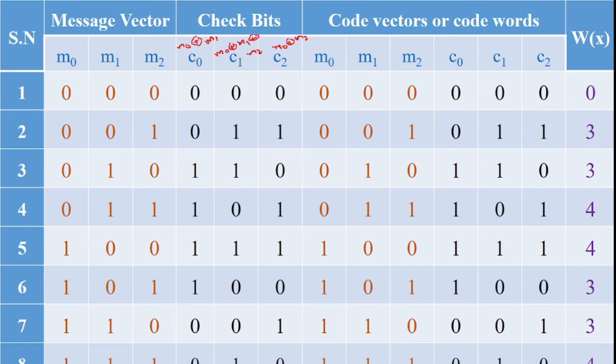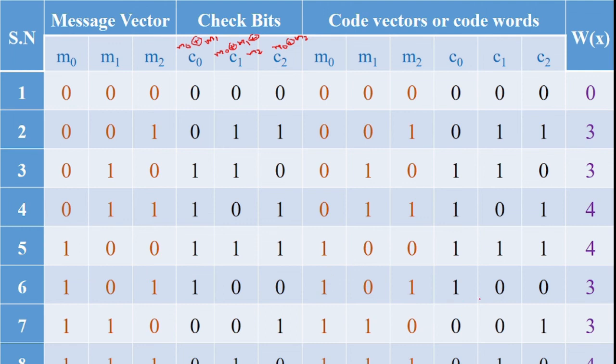And how to calculate it? According to the definition, the Hamming weight is defined as the number of non-zero elements in the code word. In this code word, the number of non-zero elements is 3, so the Hamming weight is 3. In this code word, the number of non-zero elements is 4, so the Hamming weight is 4.